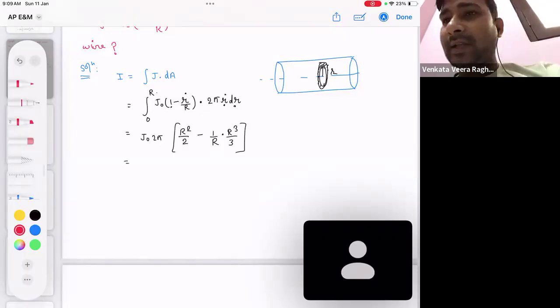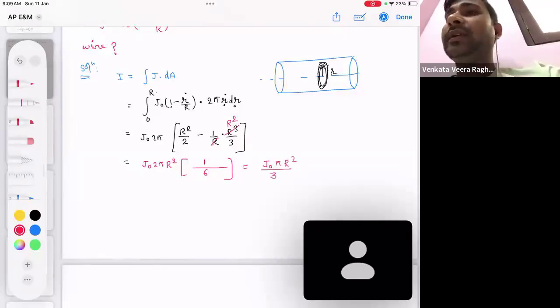Simplify it a little bit further. Here it will become R square. J naught 2 pi R square common, 1 by 2 minus 1 by 3, that is 6, 3 minus 2, that is 1. Okay, 2 and 3 will get cancelled out. J naught pi R square by 3. This is the current flowing through this conductor.